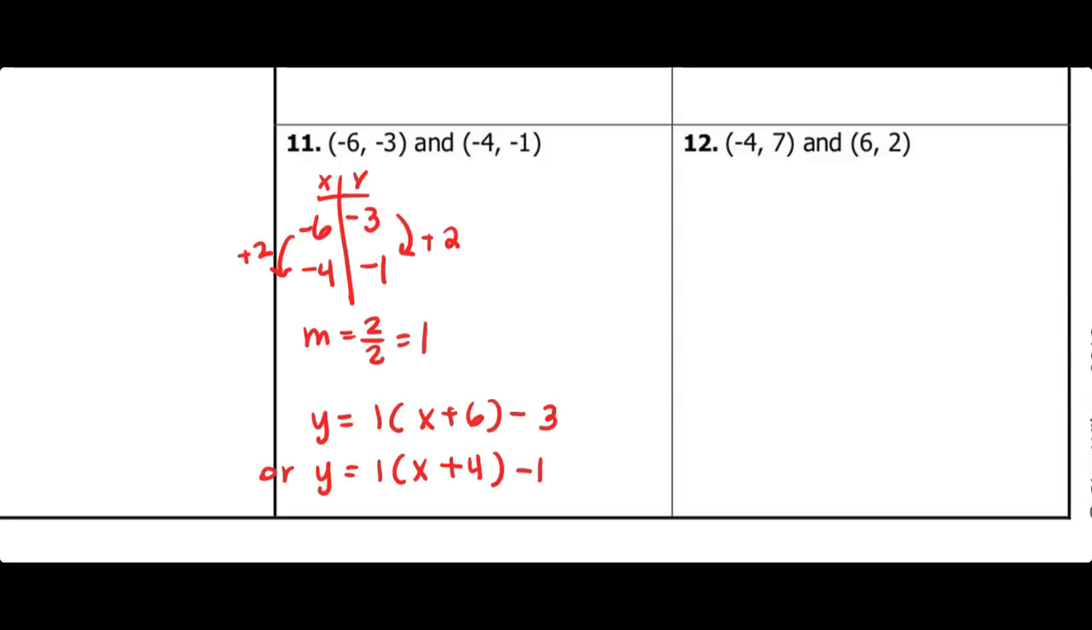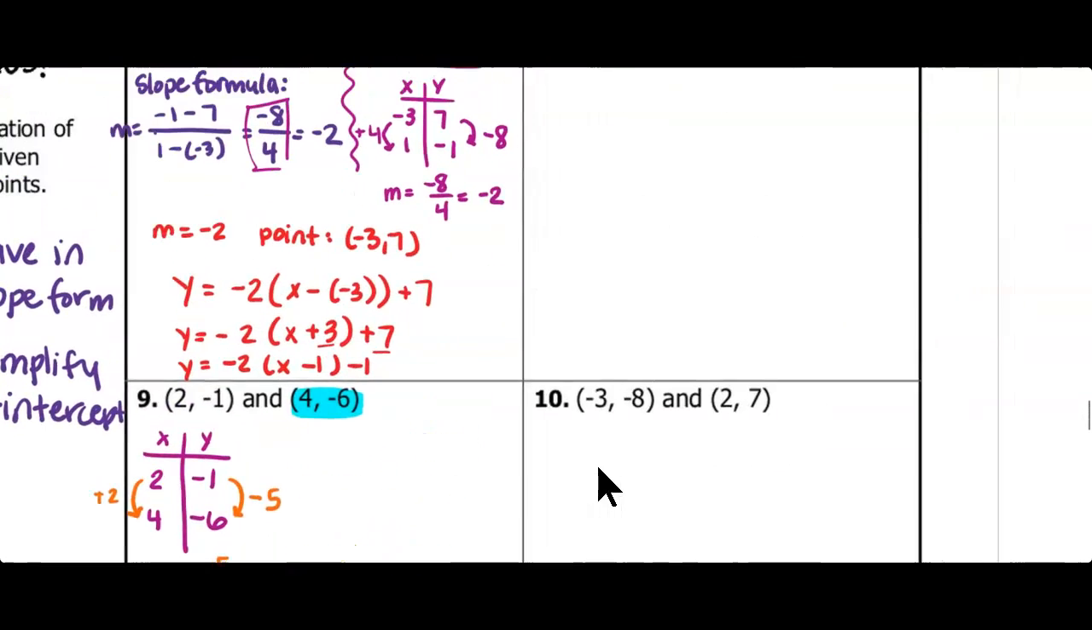So upon working out number 11, you should have found that your slope is 1, and thus you would get either the equation y equals 1 times x plus 6 minus 3, or y equals 1 times x plus 4 minus 1. Both of my x's in both points were negative, so the part before it would be x minus -6, which we know is plus, or x minus -4, which we also know is plus. So let's see what happens when we simplify.